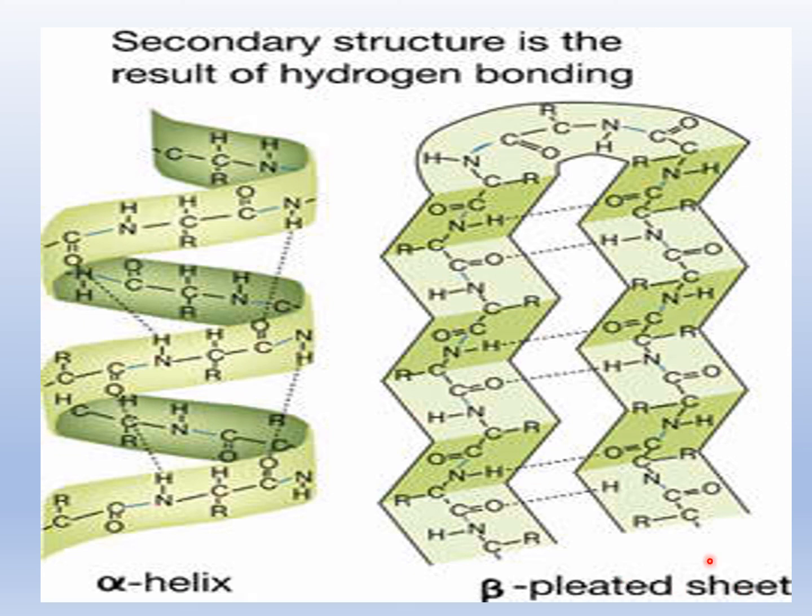Beta-pleated sheet is another form of secondary structure. There is also a hydrogen bonding involved between the carbonyl group of one amino acid and the amino group of the neighboring amino acid. Beta-pleated sheet.